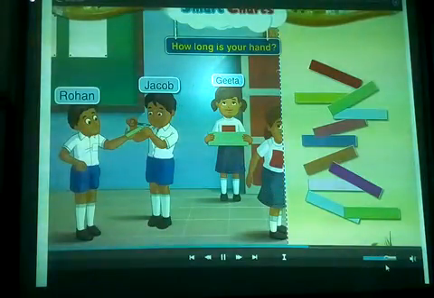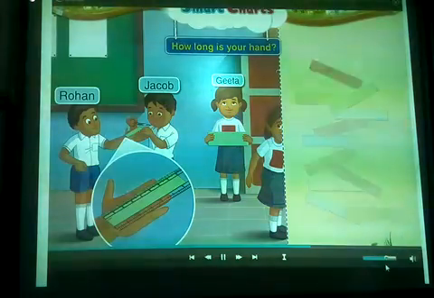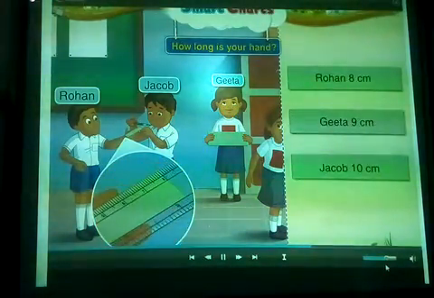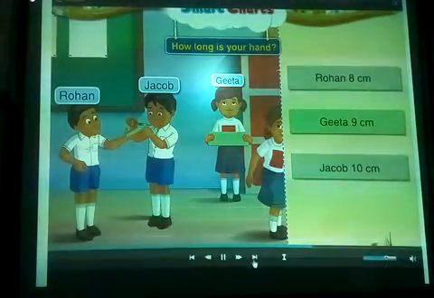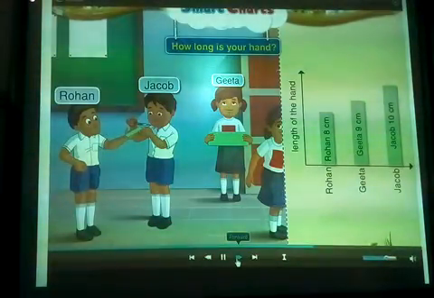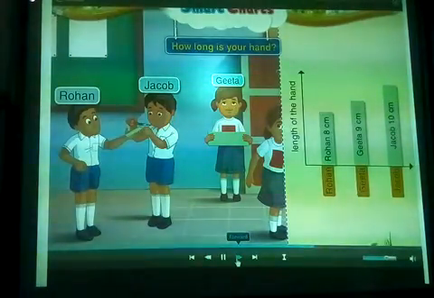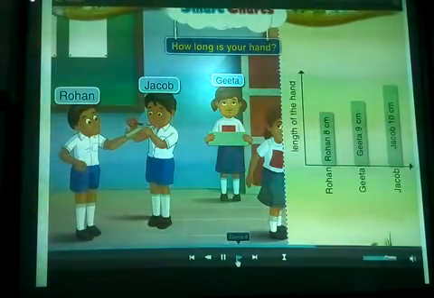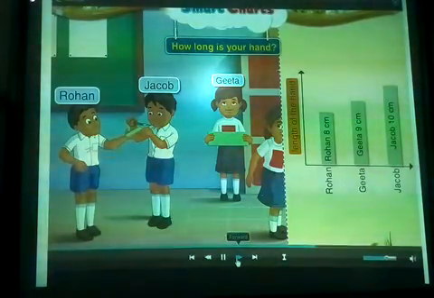Measure the length of each student's hand with the paper strip. Cut the strip and write the name of the student. Rohan, Jacob and Geeta also measured their hands. They stuck their strips as shown. On the horizontal line, we will write the names of the students, and on the vertical line, we will write the length of the hand of the students.